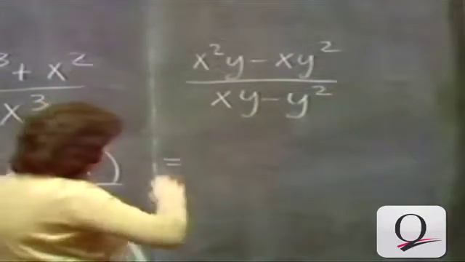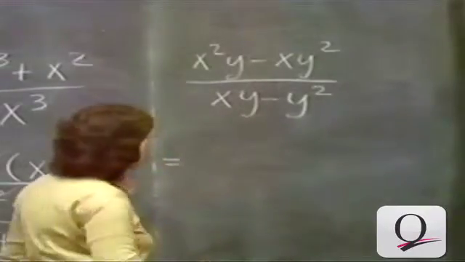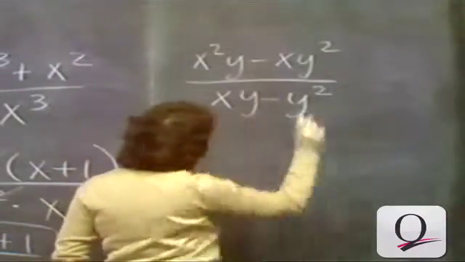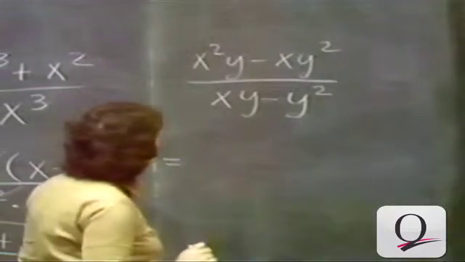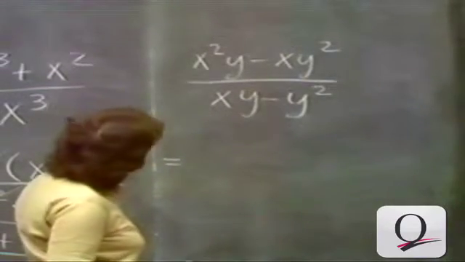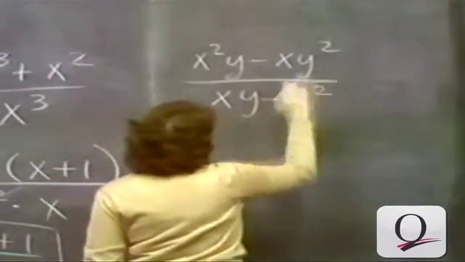Okay, now, before you can do any canceling, and it's very tempting, people want to cancel out all sorts of things here. Before you can do anything, you have to factor the numerator and the denominator completely. Let's look. In the numerator, we have x squared y and xy squared.